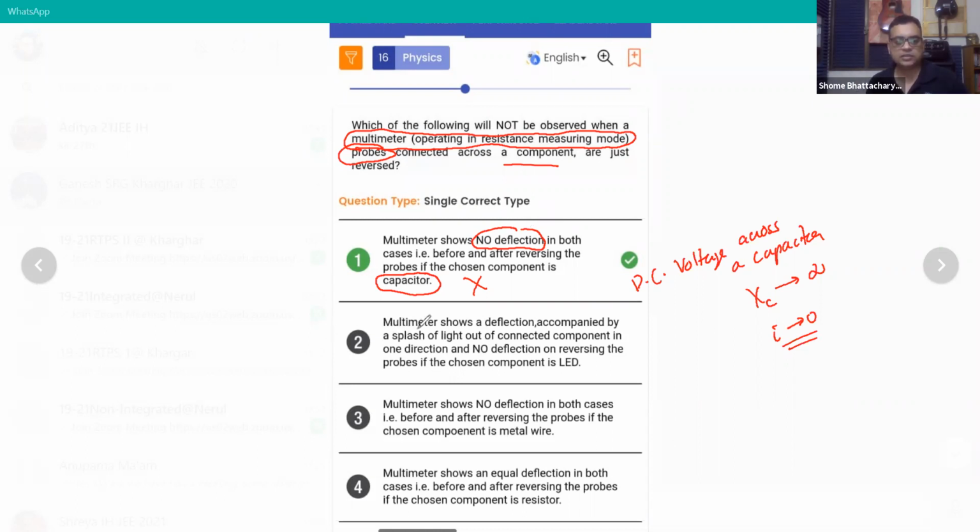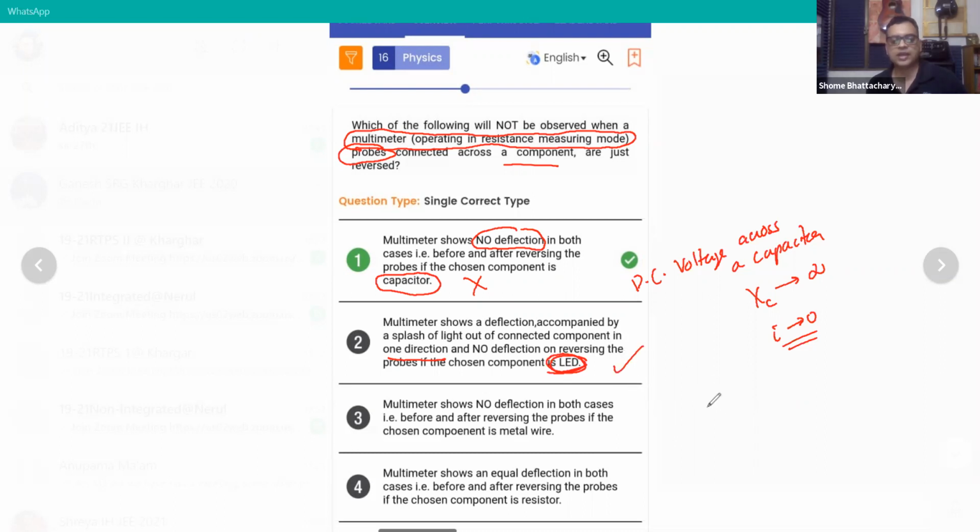Whereas let's see what the second one is saying. Multimeter shows a deflection accompanied by a flash of light when the component is connected in one direction, and no deflection on reversing the probes if the chosen thing is an LED. Okay.